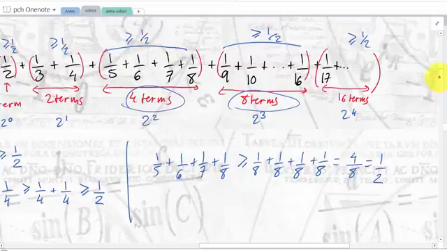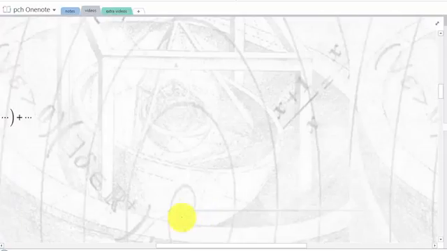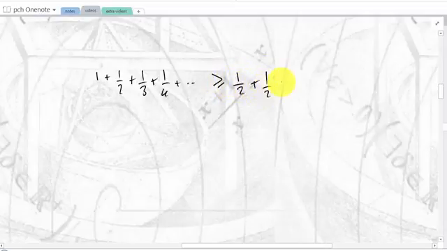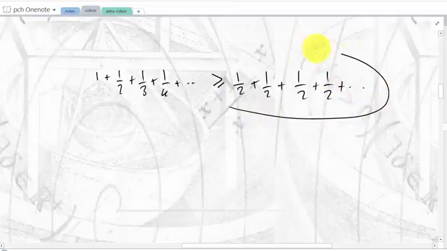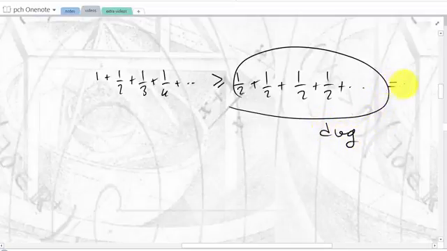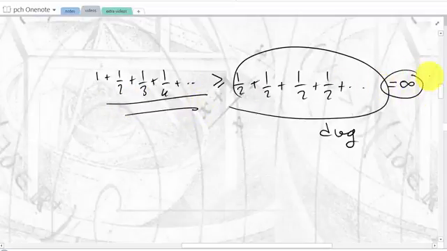Therefore, the harmonic series 1 plus 1/2 plus 1/3 plus 1/4 plus etc. would be above 1/2 plus 1/2 plus 1/2 plus 1/2 plus etc., and we know that this one does not have a finite sum. This one diverges. This one is equal to infinity, and this one is above it. So it's also equal to infinity. Therefore, the harmonic series diverges.